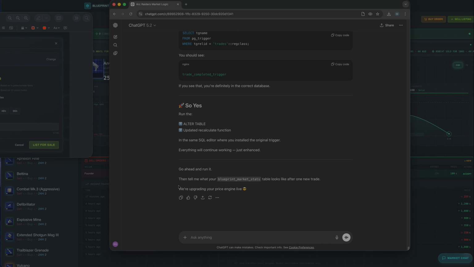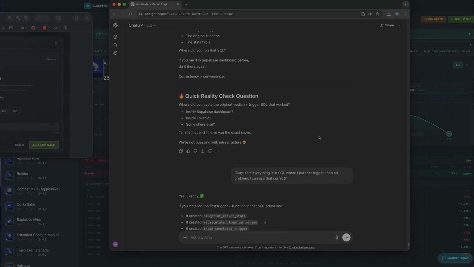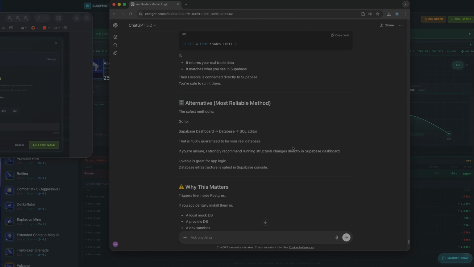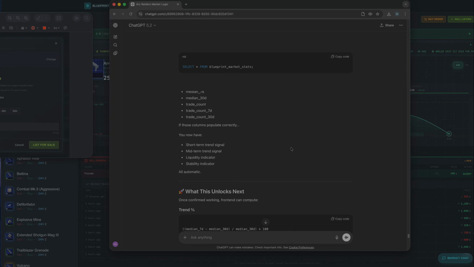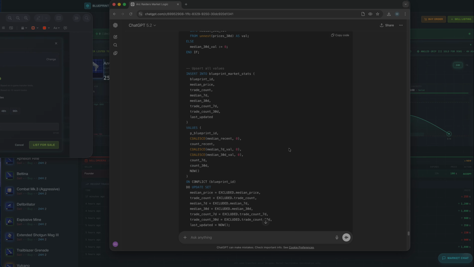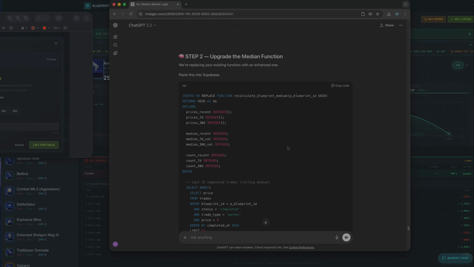Run the updated function in the same SQL editor. Once you install the trigger, everything will continue working, just enhanced. Then tell me what your blueprint market stats table looks like after one new trade. Okay.